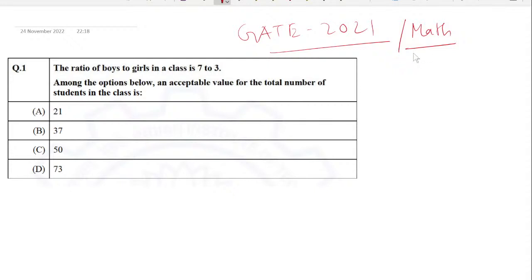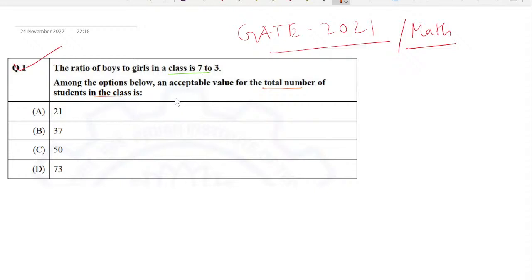Okay, so this is question number 1. Question 1 says the ratio of boys to girls in the class is 7:3. Then among the options below, an acceptable value for the total number of students in the class is.